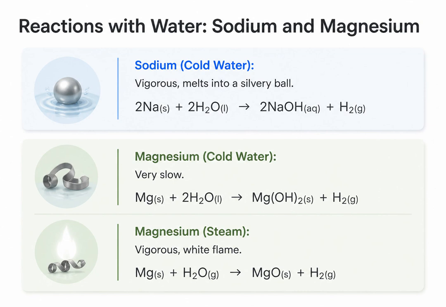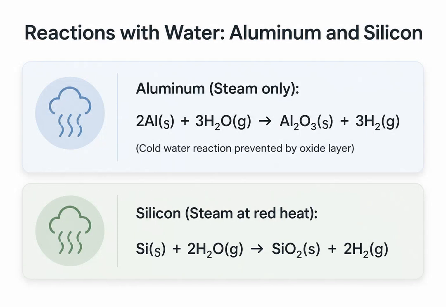Sodium reacts violently with cold water, melting into a silvery ball and releasing hydrogen gas. Magnesium barely reacts with cold water because an insoluble layer of magnesium hydroxide stops the reaction. But if you expose magnesium to hot steam, it reacts vigorously to form magnesium oxide and hydrogen. Aluminum doesn't react with cold water at all due to its protective oxide layer. However, if heated with steam, that layer is partially removed, allowing it to react moderately to form aluminum oxide and hydrogen.